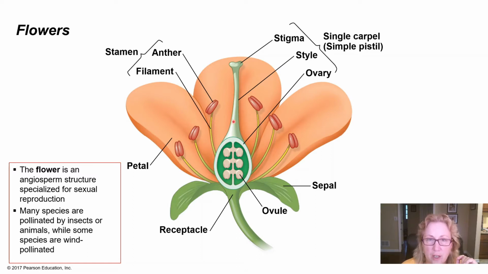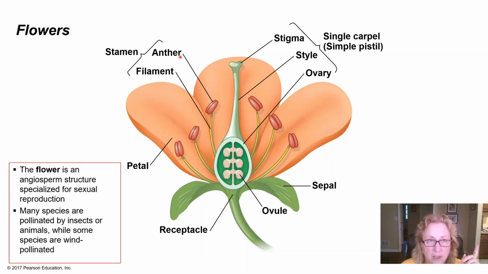Then there's a structure called the style, which could be long like it is here in this lily, and it could be short. But the important part here is the stigma. The stigma is a sticky surface that the pollen sticks to, and that's pollination. Then the pollen tube is going to extend down into the ovary, into the ovule. One ovule will form one seed. One ovary might have many seeds in it, but one ovule is only going to have one seed in it.